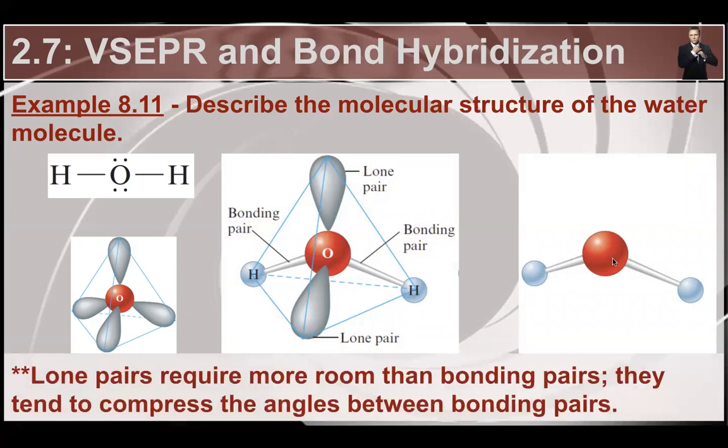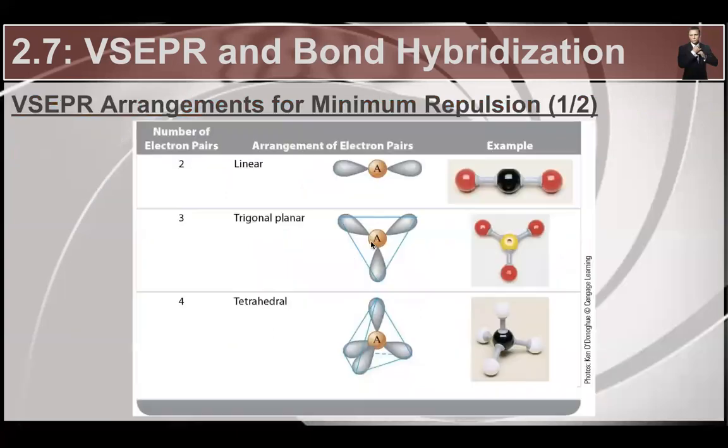Okay. So if you're ever asked what the bond angle for water is with this bent structure, it will be less than 109.5. You don't have to memorize all of the specific bond angles for these ones, okay? You just have to know that it's less than 109.5. All right, so here are the VSEPR arrangements for minimal repulsion. So starting off with the 3 that we just looked at: linear, 180; trigonal planar, 120; tetrahedral, 109.5 degrees.